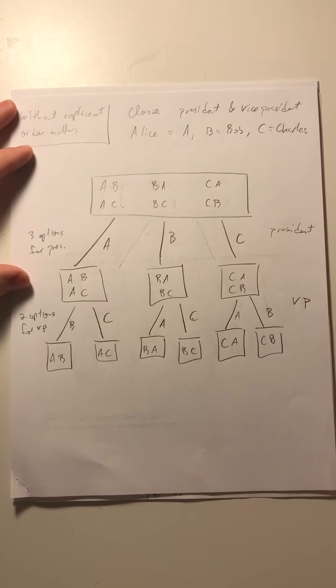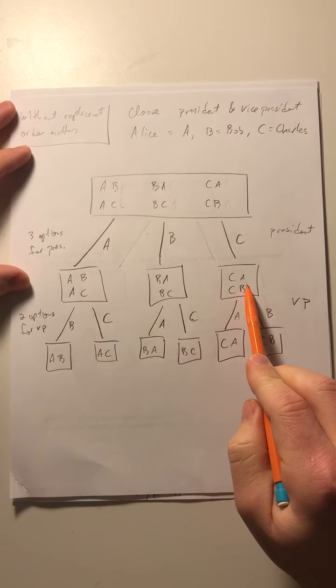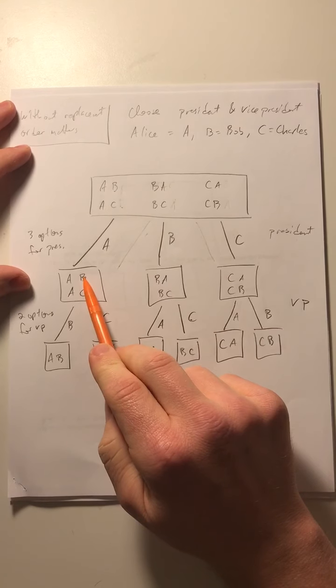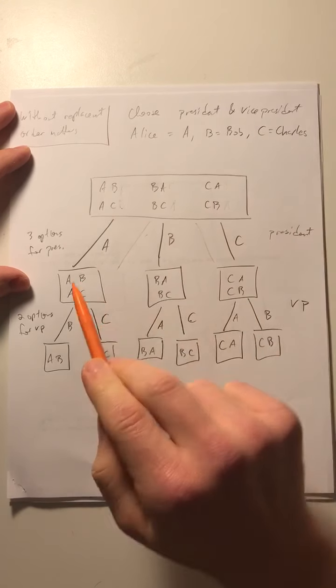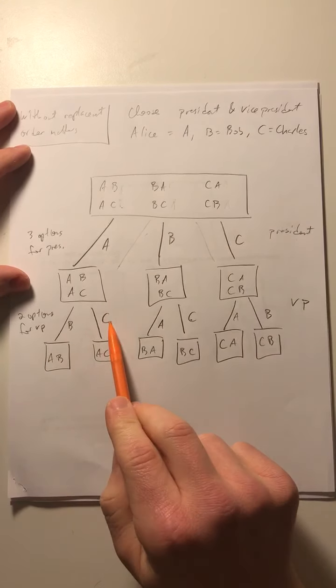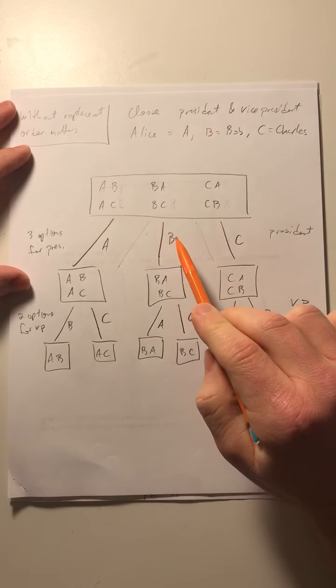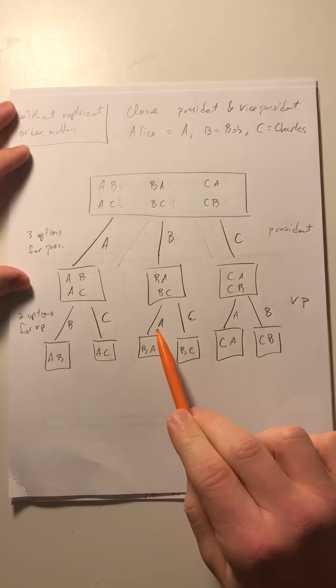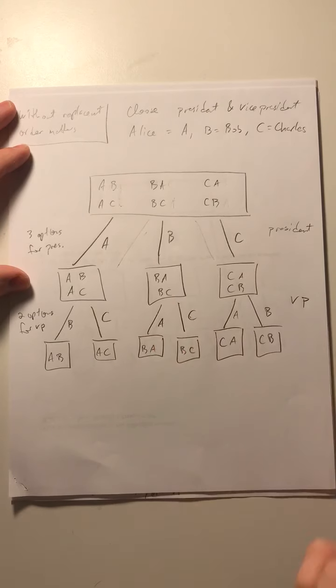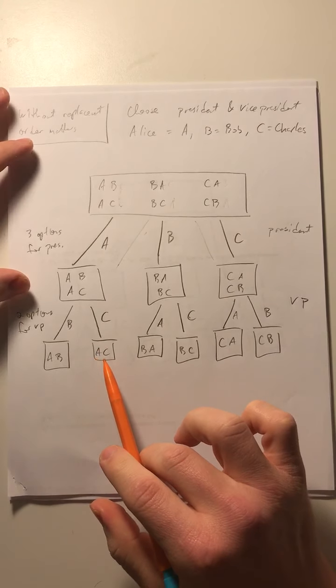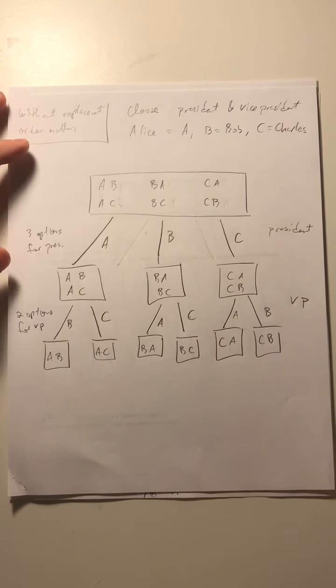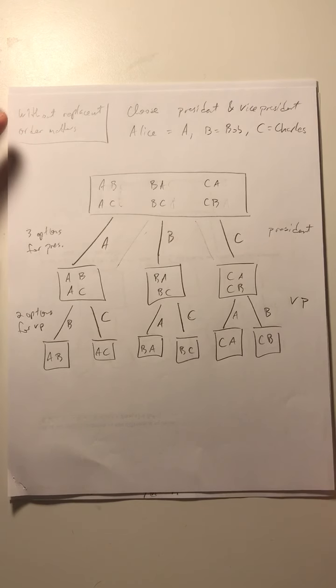Now, which 2 choices depends on which box I'm in. Right? So if I chose Alice for the president, then Bob and Charles are my choices for vice president after that. So Bob, Charles. If I chose Bob to be president, then I have Alice and Charles for my choices for vice president. So which choices I have after the first experiment depends on the choice that I made in the first experiment. Right?